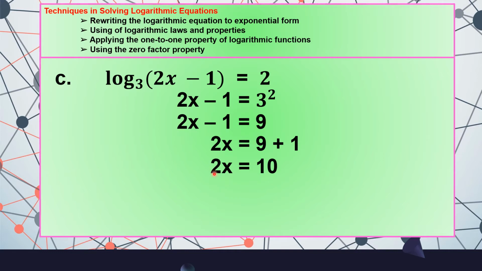To get rid of 2, we divide both sides by 2. So 2x divided by 2 is equal to x. We canceled out 2. Then 10 divided by 2 is equal to 5. Thus, the value of our x is equal to 5.